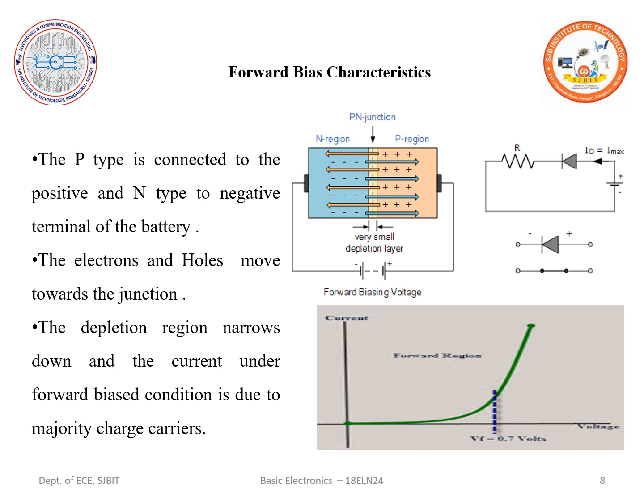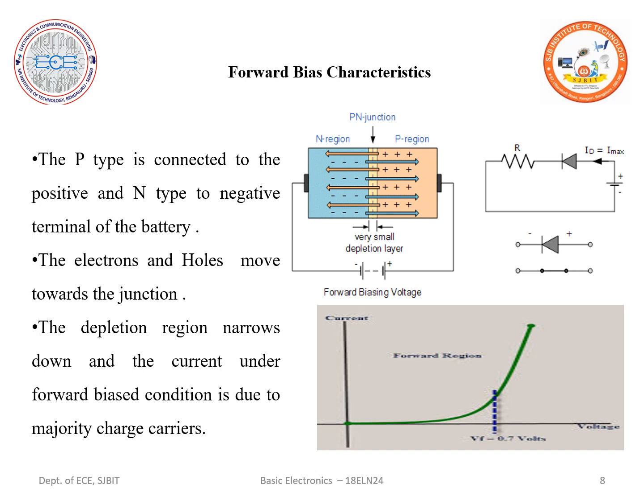Now, let us study what happens whenever we bias the PN junction diode. We can bias the PN junction in two ways. One is the forward bias characteristic and the other is the reverse bias characteristic. For the forward bias characteristic, we connect the N region to the negative and the P region to the positive.